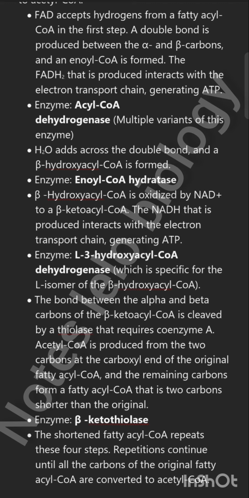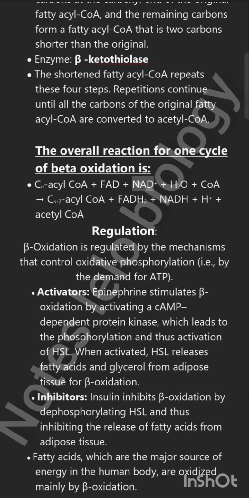The overall reaction for one cycle of beta oxidation is Cn-acyl-CoA plus FAD plus NAD+ plus H2O plus CoA yields C(n-2)-acyl-CoA plus FADH2 plus NADH plus H+ plus acetyl-CoA.